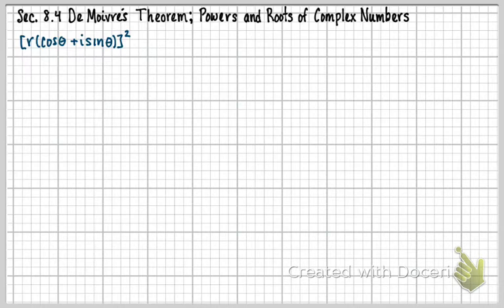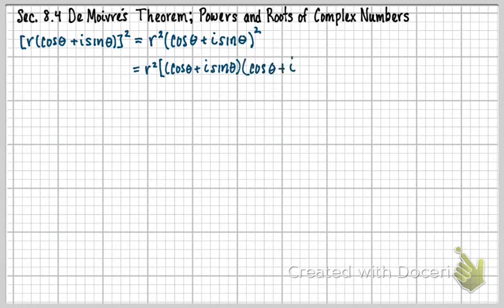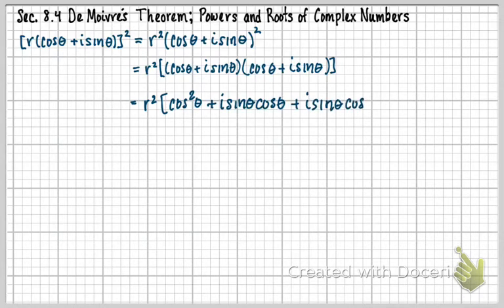So my first step is I'm just going to take r squared times (cosine theta plus i sine theta) squared. From here, I'm going to show you how I get cosine theta plus i sine theta times itself twice, because I want you to see where this is all going to come from. Now I'm going to FOIL this out. That's going to be cosine squared theta, plus i sine theta cos theta, plus i sine theta cos theta, plus i squared sine squared theta.